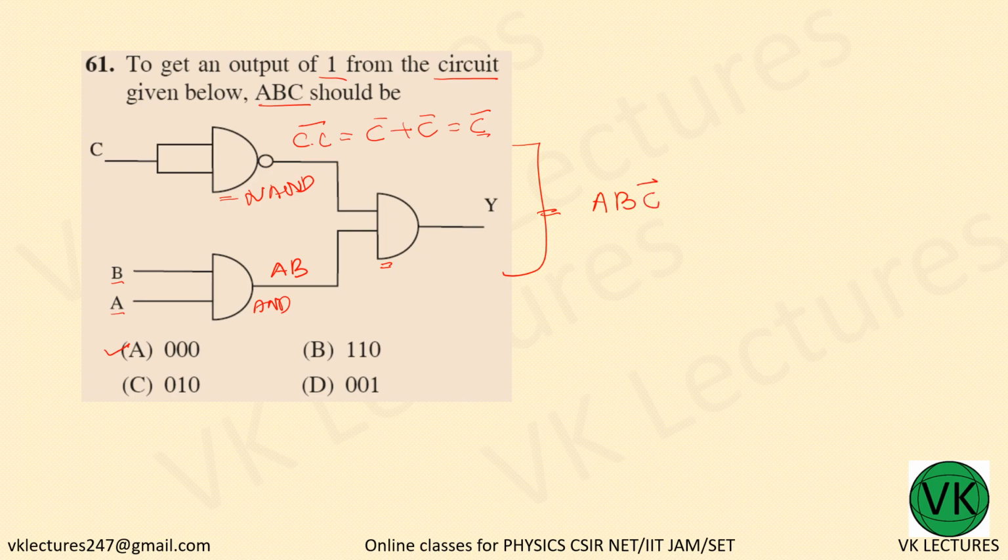Now if ABC bar must be equal to 1, A must be equal to 1, B must be equal to 1 and C equal to 0. Only then this will be equal to 1. So what is the option? Option B.